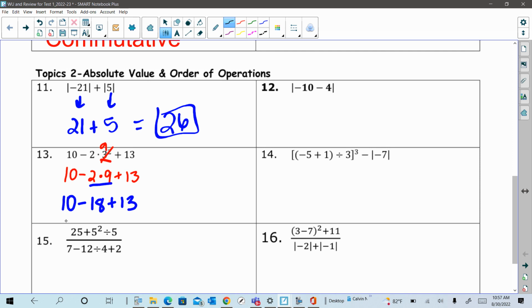And guys, please make sure you do it from left to right. If you got points taken off on the homework, it was because you didn't do it from left to right. I noticed. So you have to do the 10 minus 18 first, which is negative 8, then plus 13, which will give you 5 as your final answer.